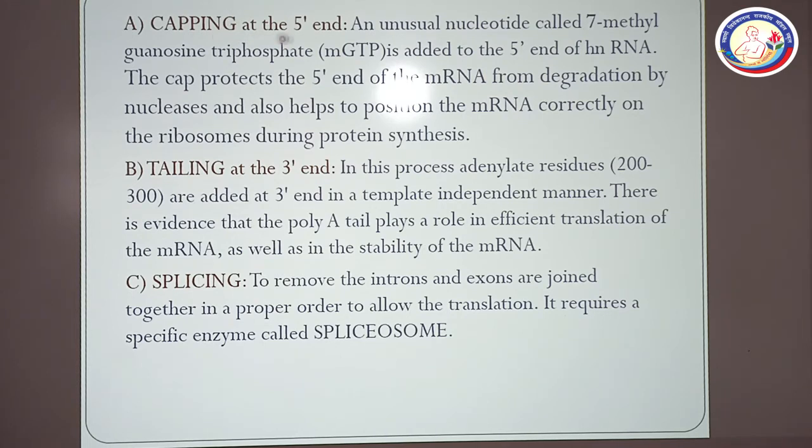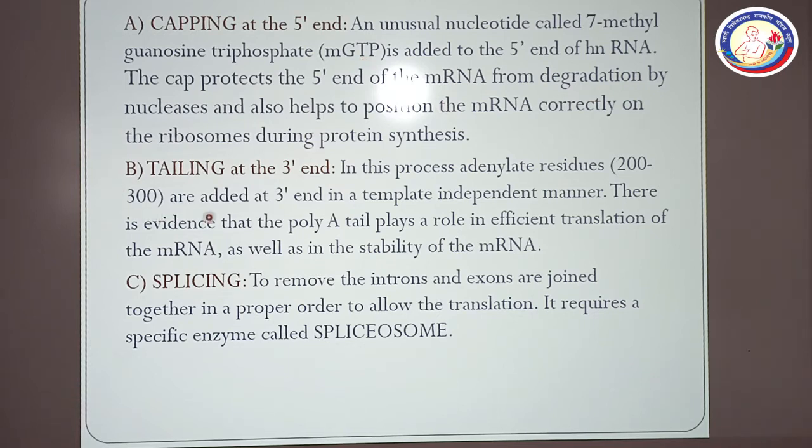What is capping? At the 5' end, an unusual nucleotide called 7-methyl guanosine triphosphate is added to the 5' end of the hnRNA. The cap protects the 5' end of the mRNA from degradation by nuclease enzymes, and also helps position the mRNA correctly on the ribosome during protein synthesis. So it plays two important roles. First of all, it protects from degradation, and second, it helps to position the mRNA correctly.